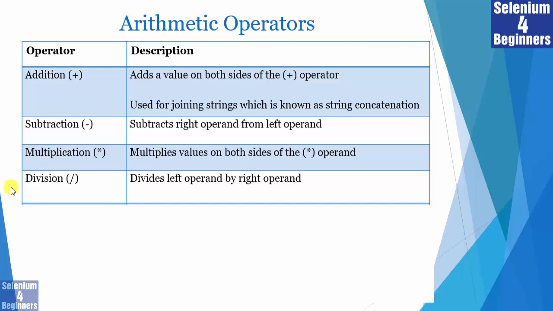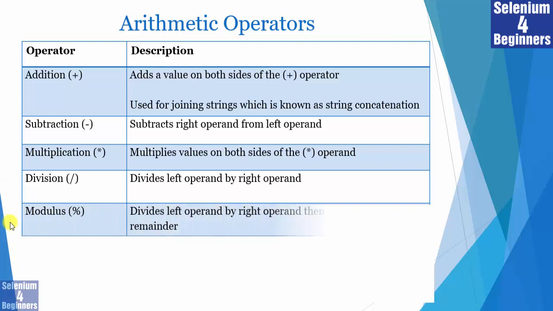In addition to these 4 operators, Java also has a modulus operator, which uses a percent symbol to divide the left operand by the right operand, then returns the remainder. For example, 5 modulus 4 will return 1. 1 is the remainder of 5 divided by 4. The modulus operator is no big deal because most projects do not use this operator.